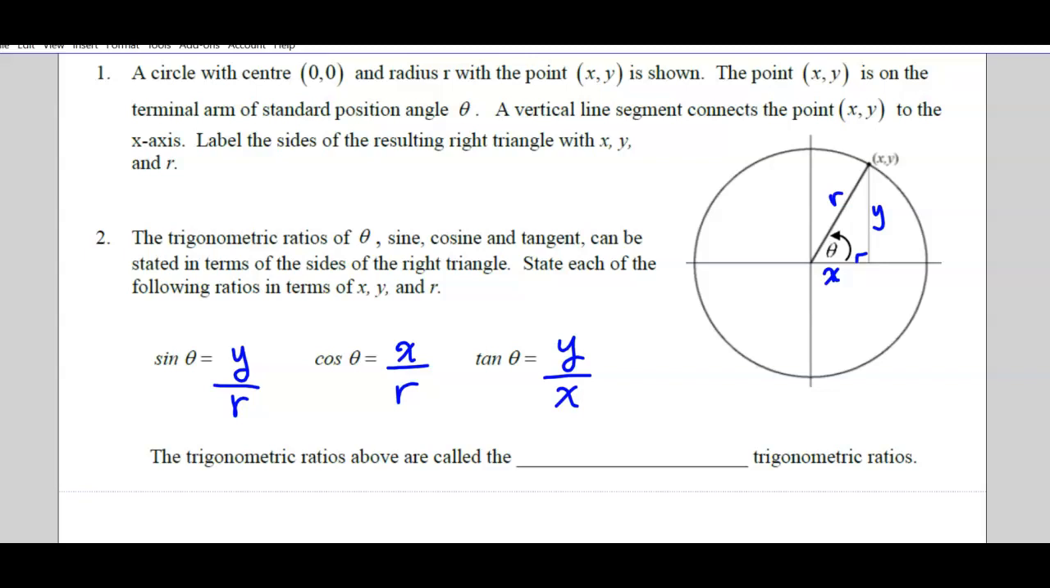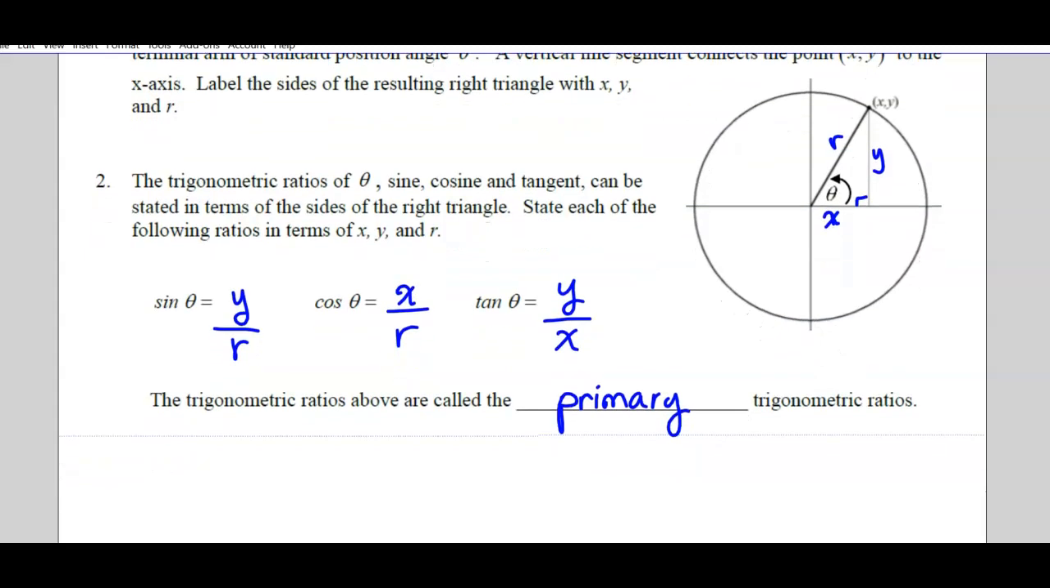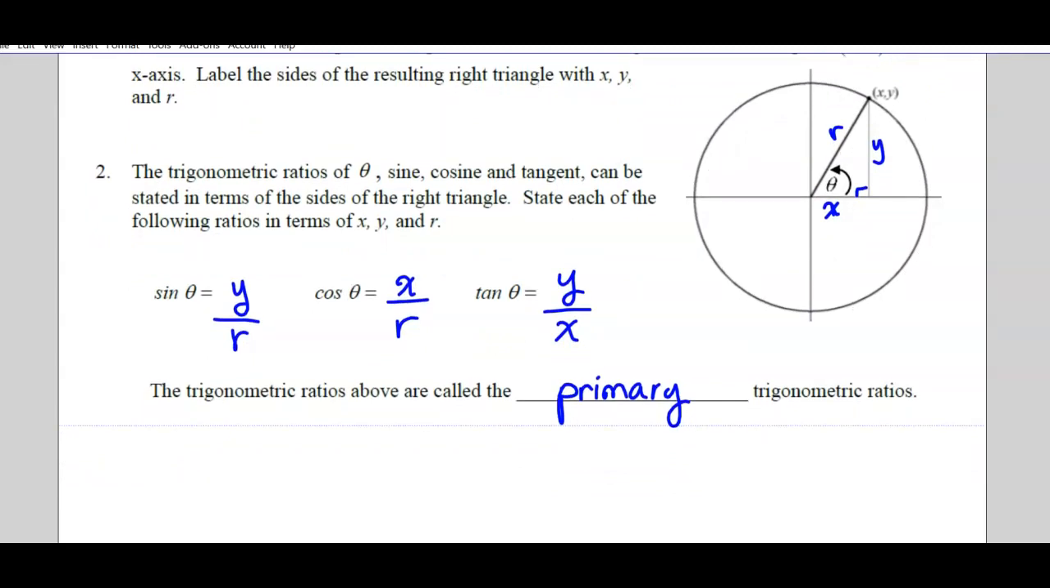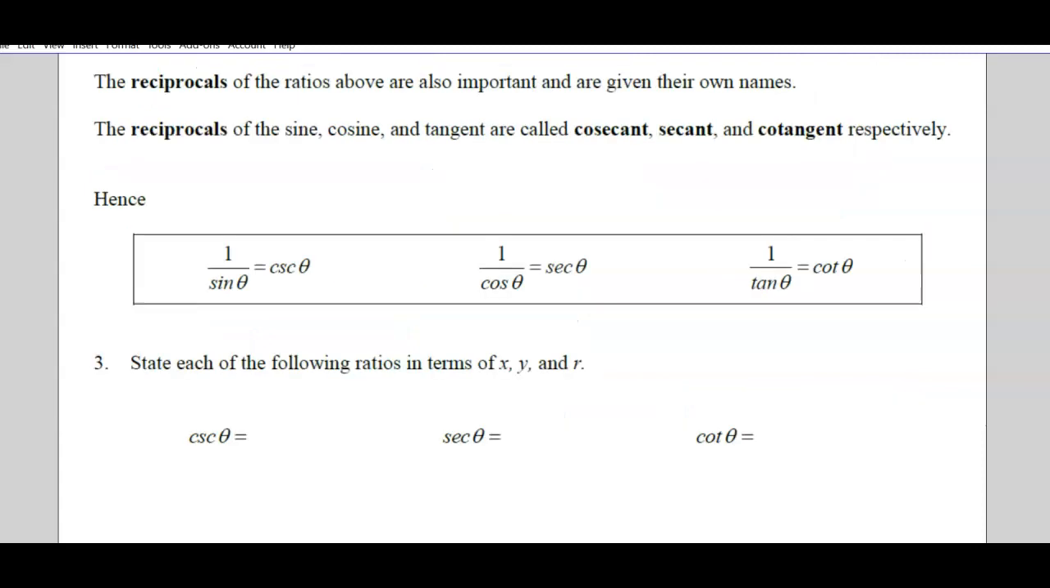These we call the primary trig ratios. They're the basics. And other ratios can be derived from them, and also some identities, etc. But sine, cosine, and tangent, they're on your calculator. They're the primary ones. The reciprocals of those are also important, and they have their own names. The reciprocals of sine, cosine, and tangent are cosecant, secant, and cotangent.